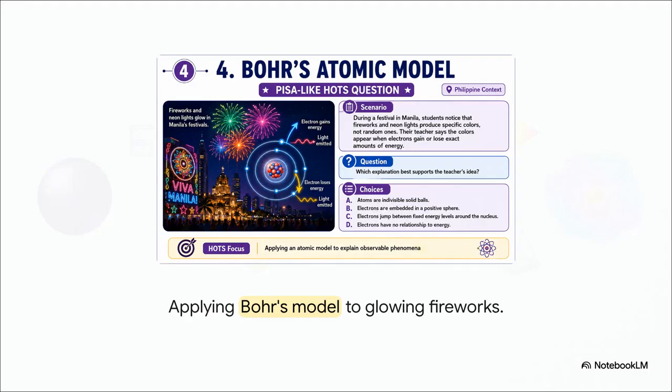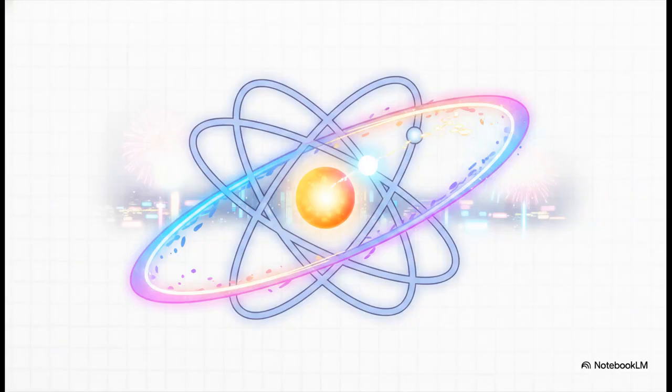All right, question 4. We're looking at some amazing fireworks during a festival in Manila. The teacher notes that specific colors appear when electrons gain or lose exact amounts of energy. Which of our models supports this idea? The answer is C, which directly validates Bohr's planetary model. Remember, Bohr introduced those very specific fixed energy shells. When electrons jump between these fixed shells, they release exact amounts of energy, which we then see as specific colors of light, just like those beautiful fireworks.